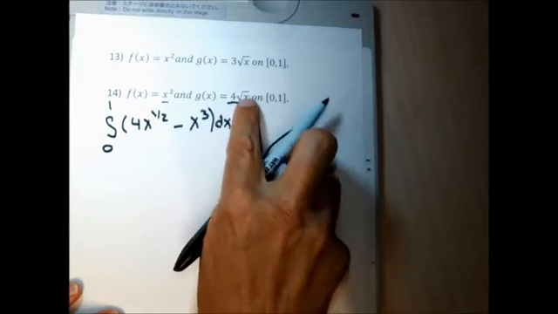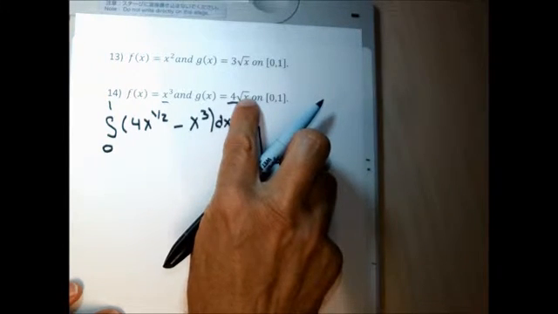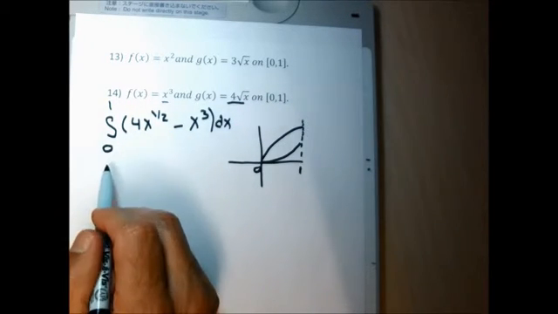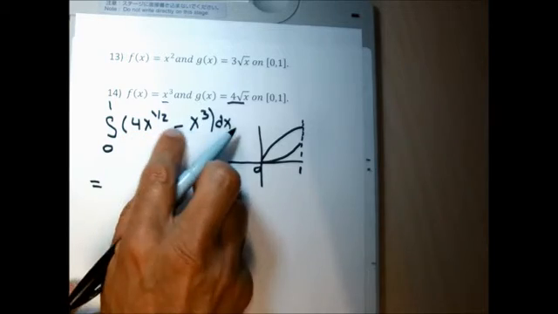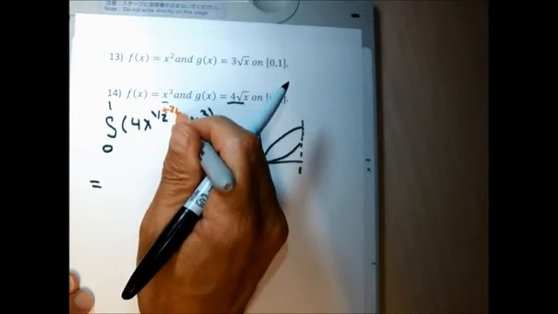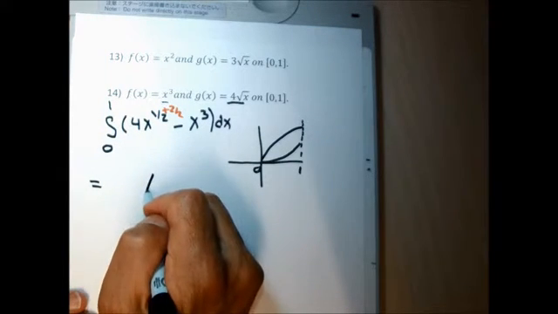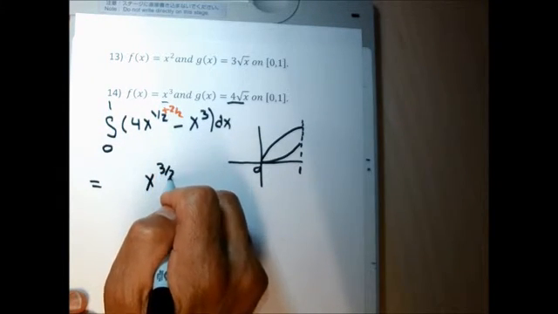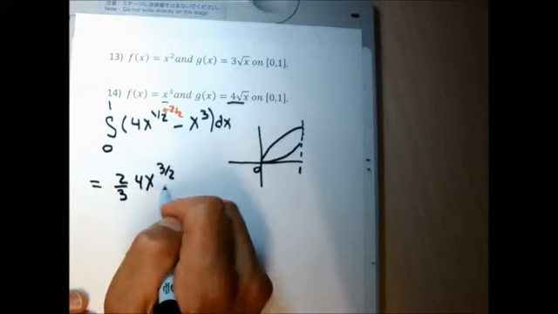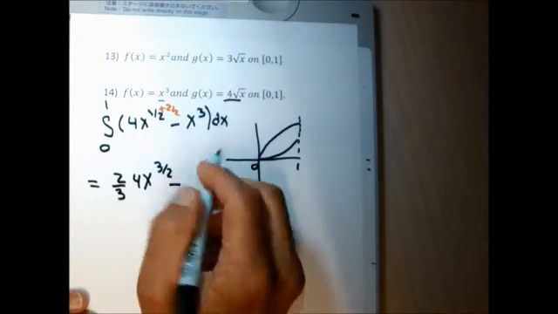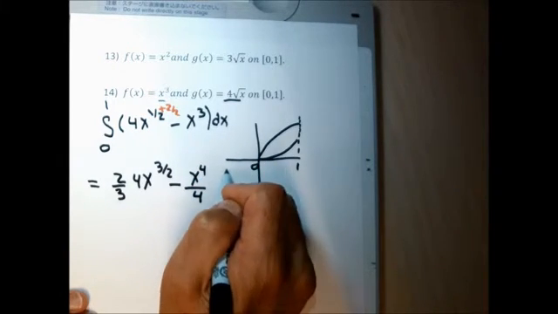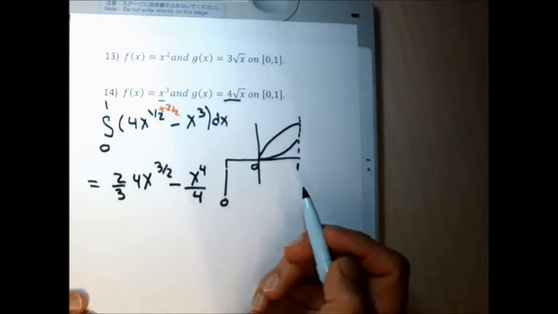So because this function's on top for the entire interval, I only need one integration, top minus bottom. And I'm going to integrate. Here I'm going to add 1 to the exponent, and I'm going to add 1 in the form of 2 over 2. My new exponent's going to be 3 over 2, and I'm going to multiply by 2/3 for that. Bring down my minus sign, add 1 to the exponent, divide by the new exponent, and I know I need to evaluate from 0 to 1.